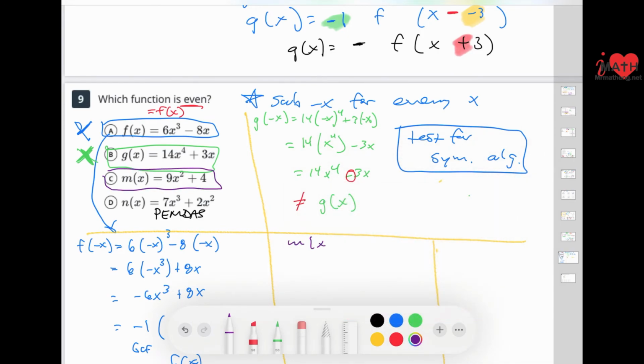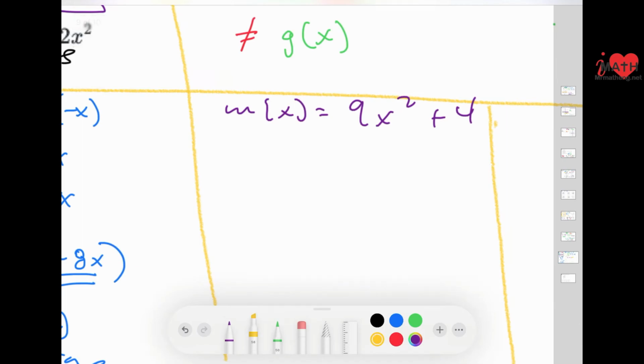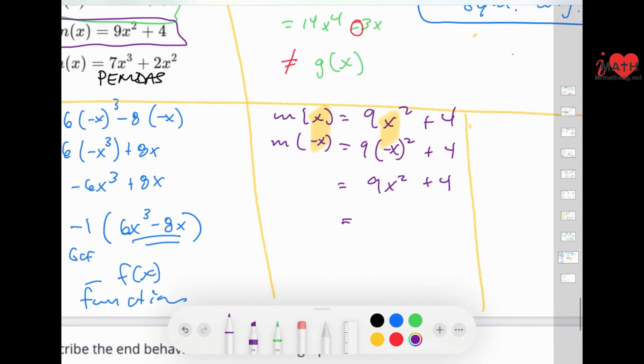Okay. Let's try this one, m of x. M of x is this. And every time, again, we see an x, we're going to write a negative x. Now, don't be concerned about the left side. So negative x equals 9 times negative x squared plus 4. And I'm going to do negative x times negative x, which is x squared. So I have negative x squared plus 4. And that is the original.